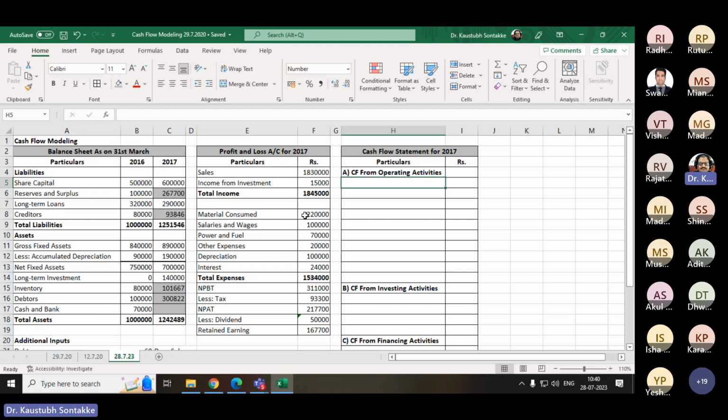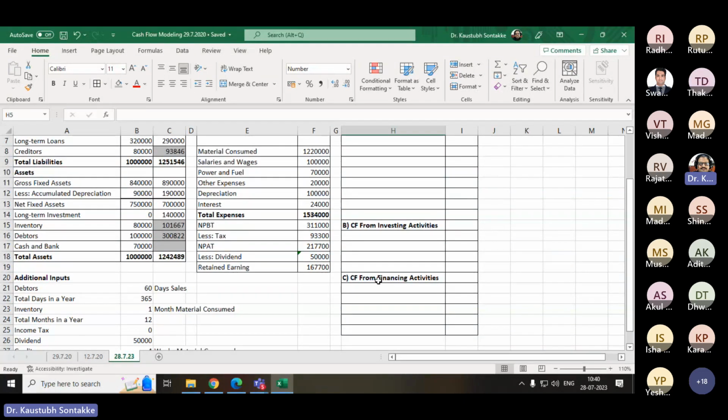Is your cash flow statement ready? Ready, sir. So what is D point, sir? Point C. There is no D. There is point C, cash flow from financing activity. Okay.